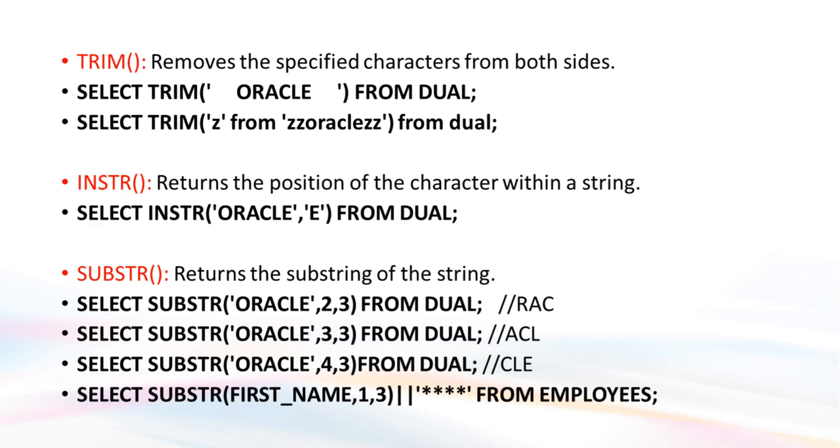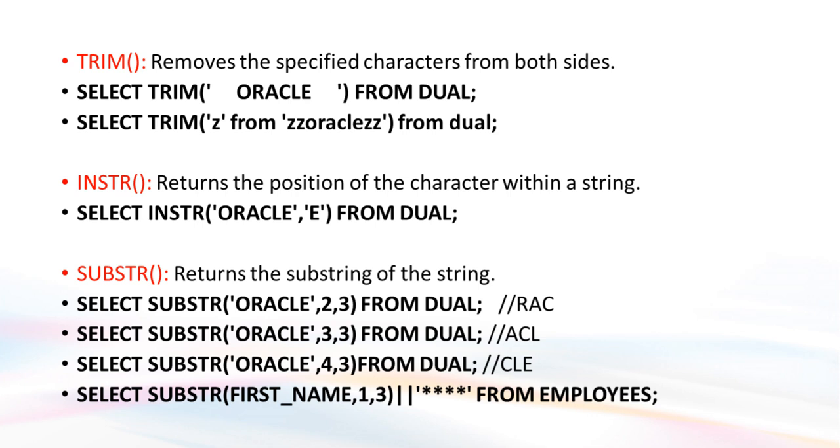Now I want to print all the first names from the employee table, but I want to show only the first 3 characters and the rest of them as stars. Now you should tell me how to write this query.